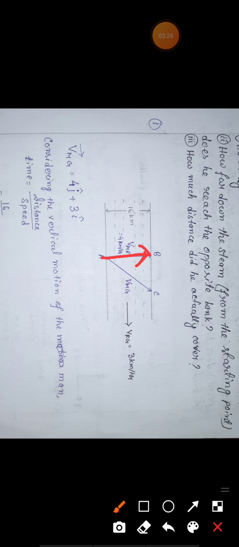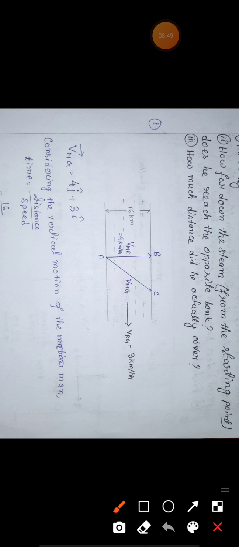The man is trying to flow in the vertical direction, and he has some velocity component due to the flow of water. The man is also flowing with the water, so that's why he has some velocity component in x direction. Now with this velocity component in x direction, the man actually covers which path? The man actually covers the path from A to C.